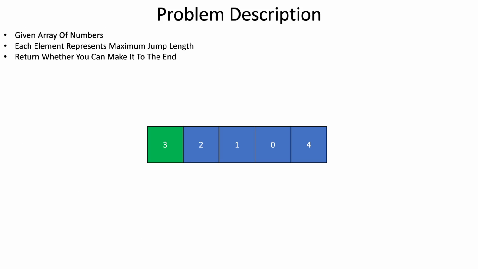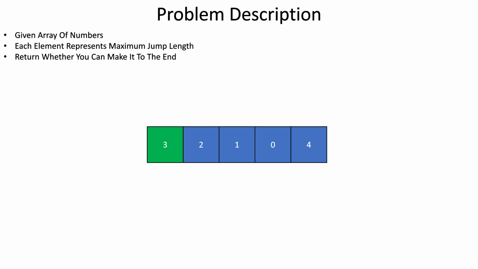In this problem, you are given an array of numbers, and each number represents the maximum jump length. For example, if you're currently on 3, then you can jump either once, twice, or thrice. Return whether you can make it to the end.